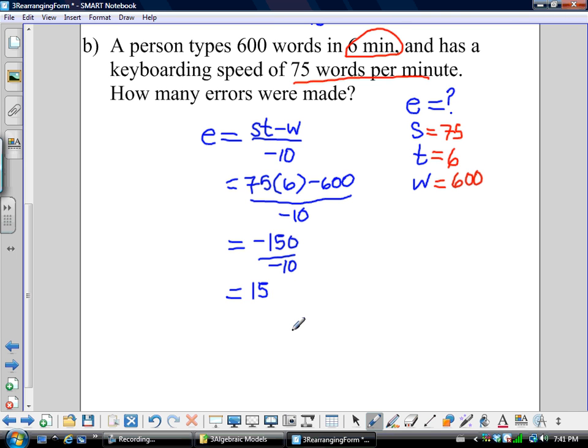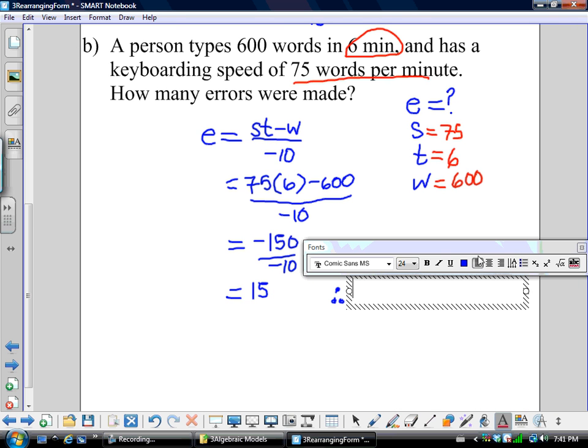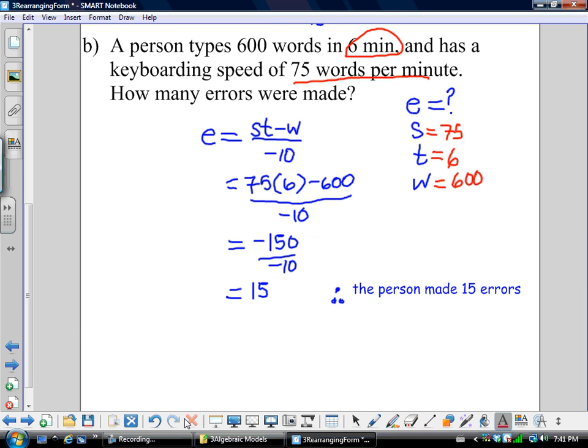So therefore, and since writing with this isn't always the greatest, I'm going to switch to the lovely typing. Therefore, the person made, and actually maybe made, 15 errors. Okay, so now you're going to be ready to try some questions yourself.